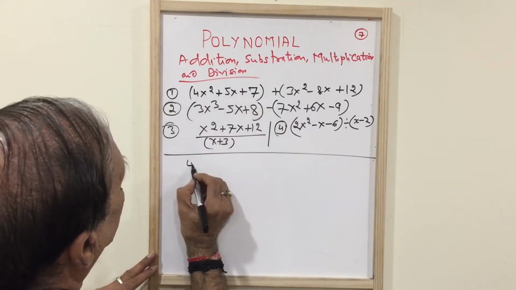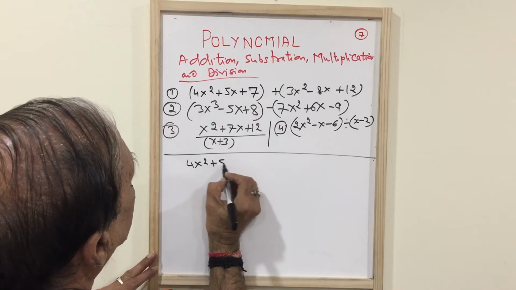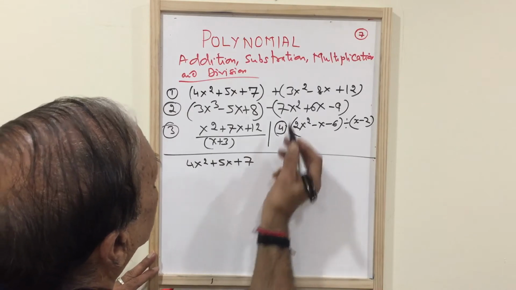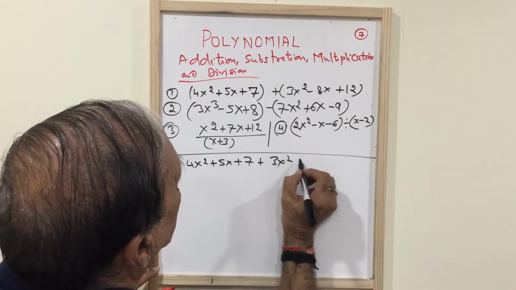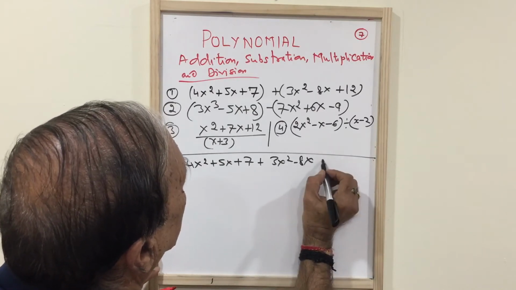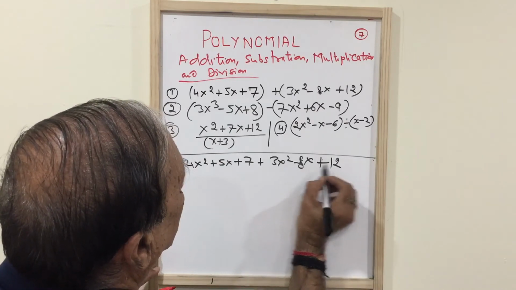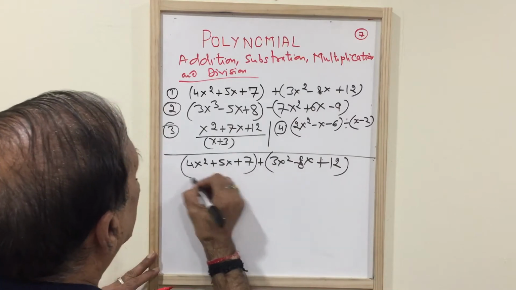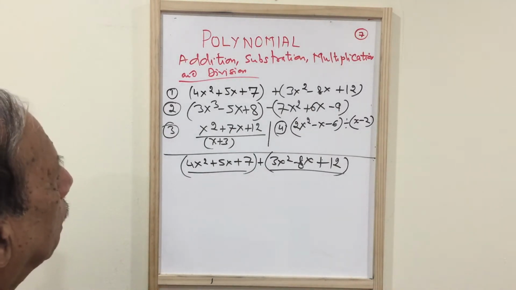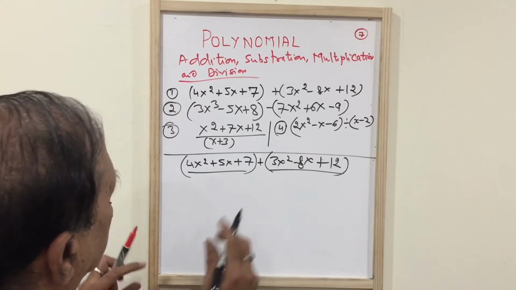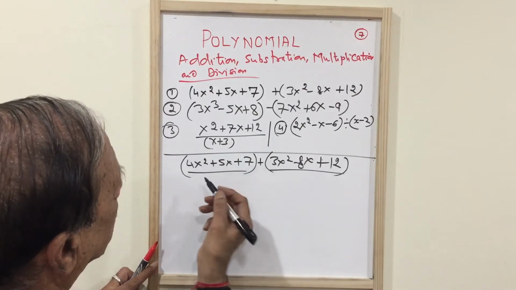4x square plus 5x plus 7, 3x square minus 8x plus 12. These are the two polynomials and we have to add them. So we can add in a different way also.